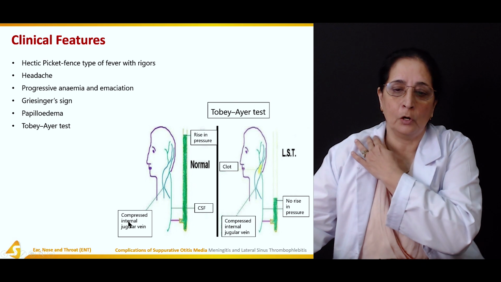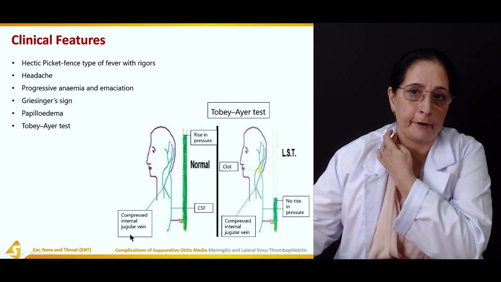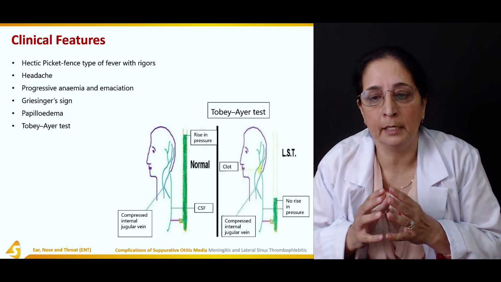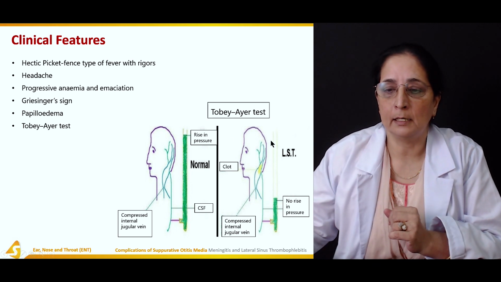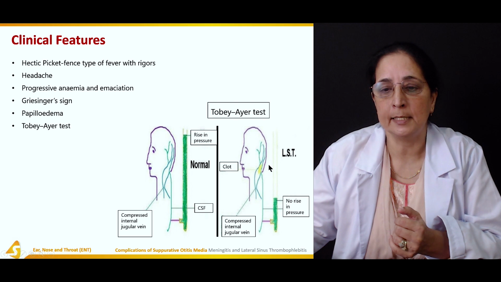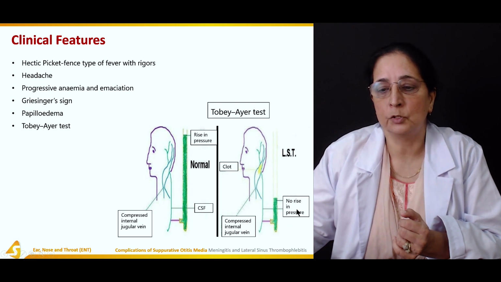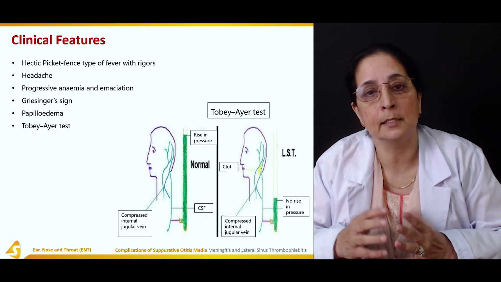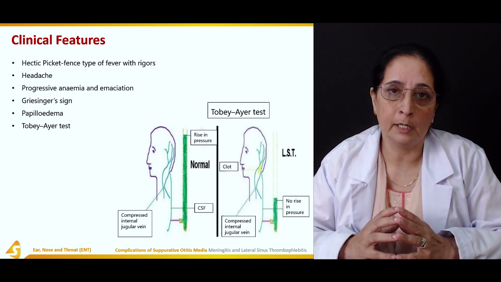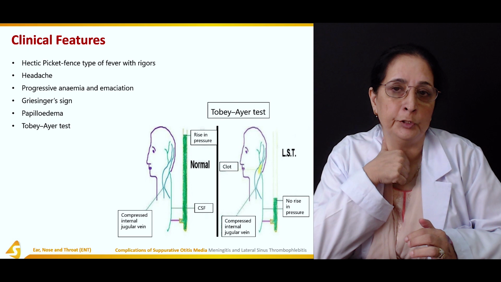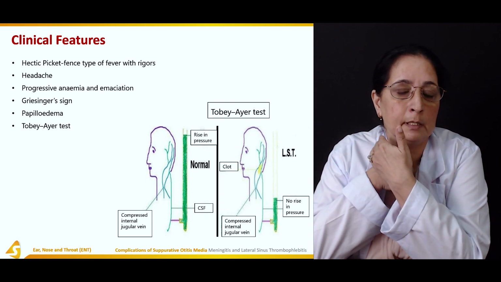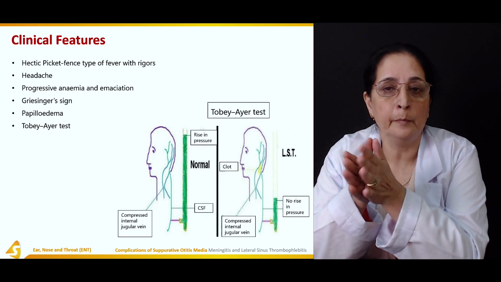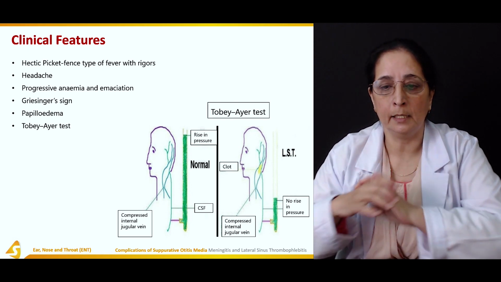the internal jugular vein is compressed here in the neck, and this causes a rise in pressure if it's normal. And when it's lateral sinus thrombophlebitis, a clot is present, then there is no rise in pressure because of the obstruction of the vein as a result of thrombus. So it's an important test. If there is a thrombus, there is no rise in the pressure because it's occluded, but in a normal person there is a rise in the pressure.